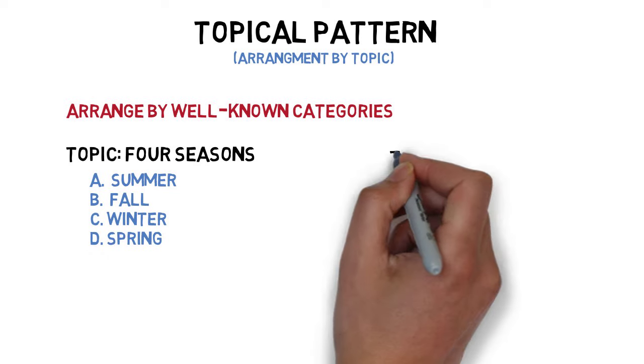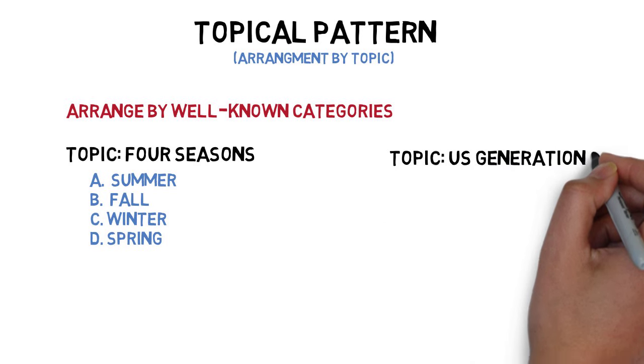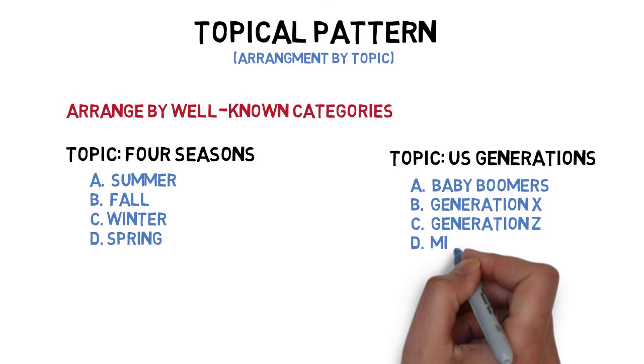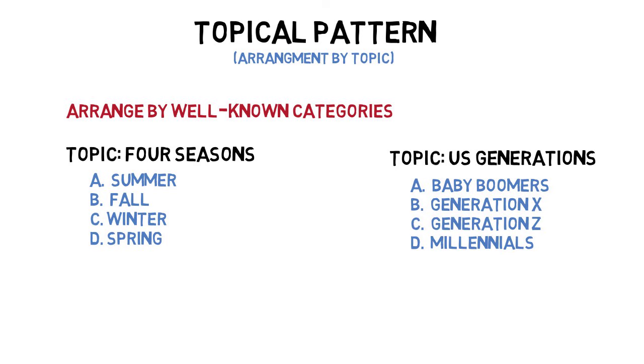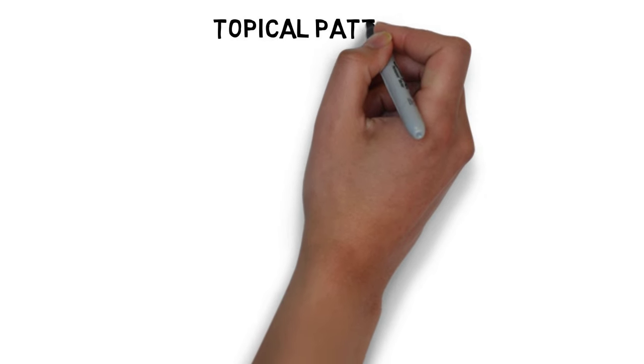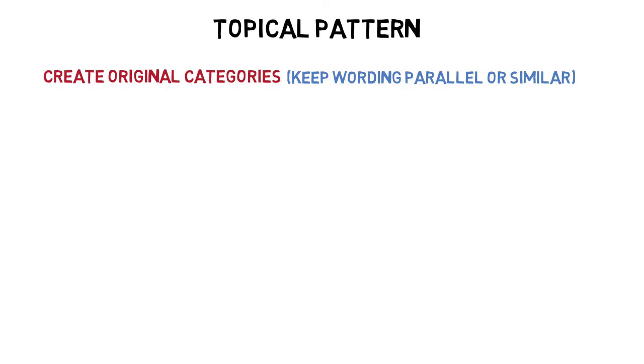Or, the arrangement of main points for a speech on U.S. generations might be arranged like this: baby boomers, Generation X, Generation Z, and millennials. Speakers do not necessarily need to use well-known categories and often create their own. However, when creating original categories, try to keep the wording parallel and similar.